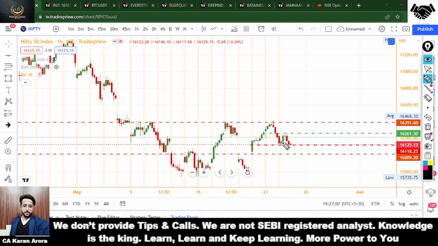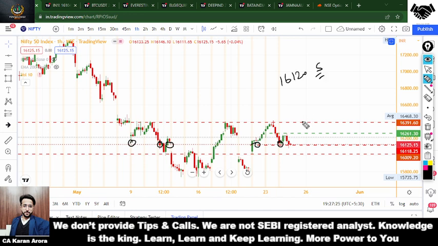You can see the market has taken support over here recently, then this big hammer candle shows that there was a support, then this area and this area. So this area, or this price, 16,120, is holding as a good support. So this is support number one.